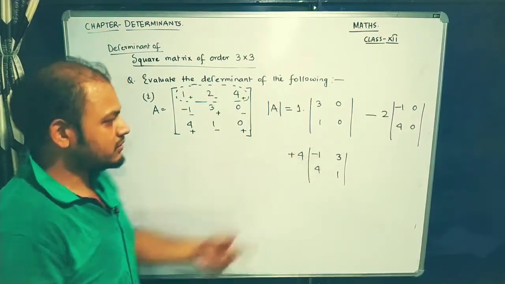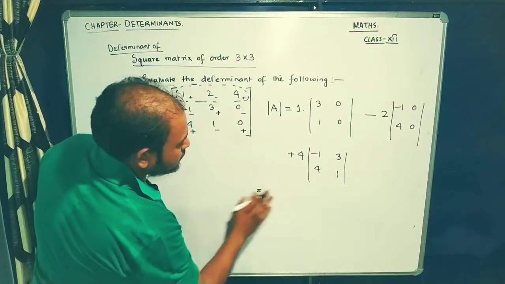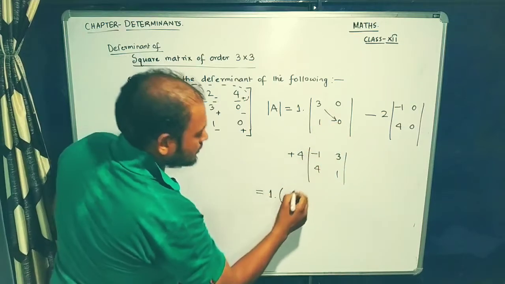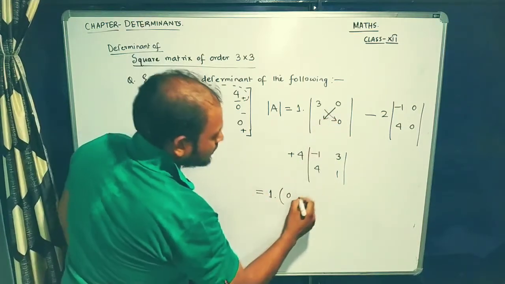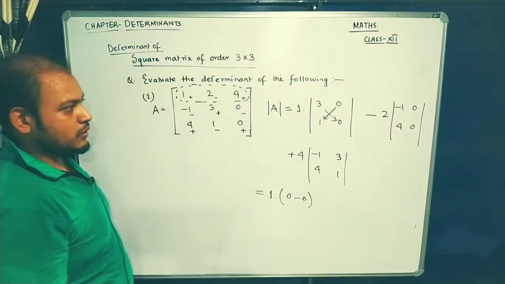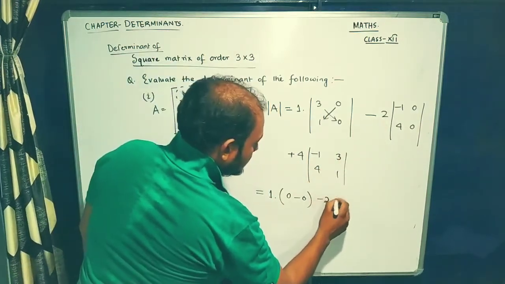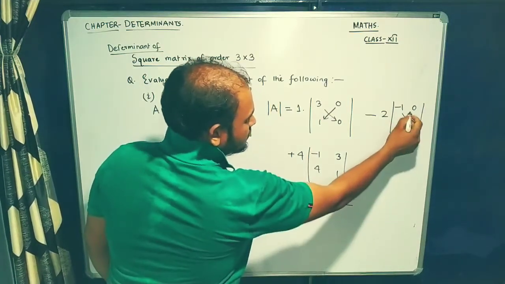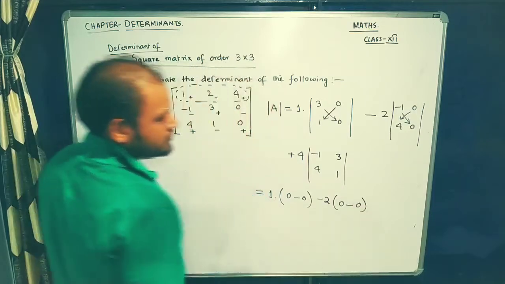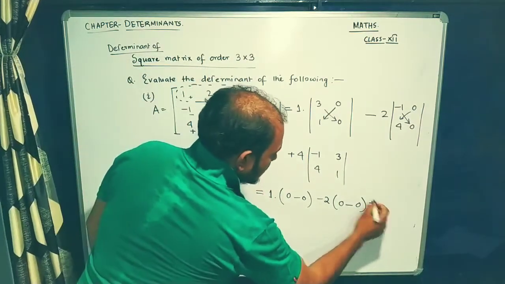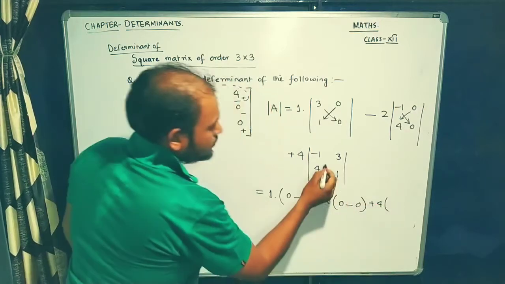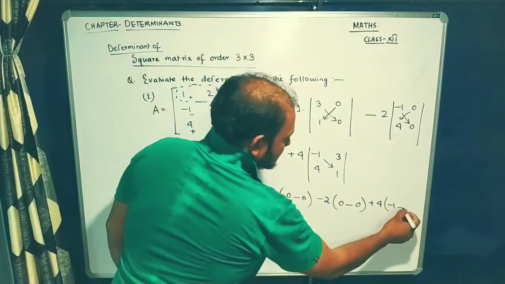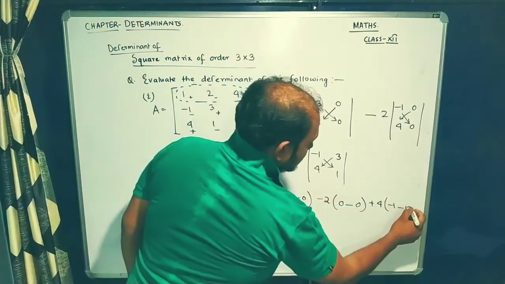So now this is the determinant of this matrix. It is very easy to calculate. Let us calculate it. This is equal to 1 into 3 into 0 is 0, minus 0 into 1 is again 0. Okay, next minus 2 into minus 1 into 0 is 0, minus 0 into 4 is again 0. Fine. Then plus 4 into minus 1 into 1 is minus 1, minus 3 into 4 is 12.